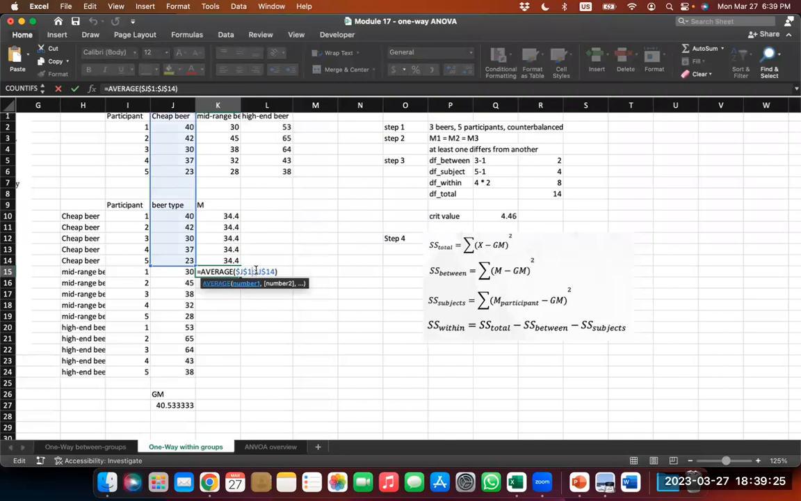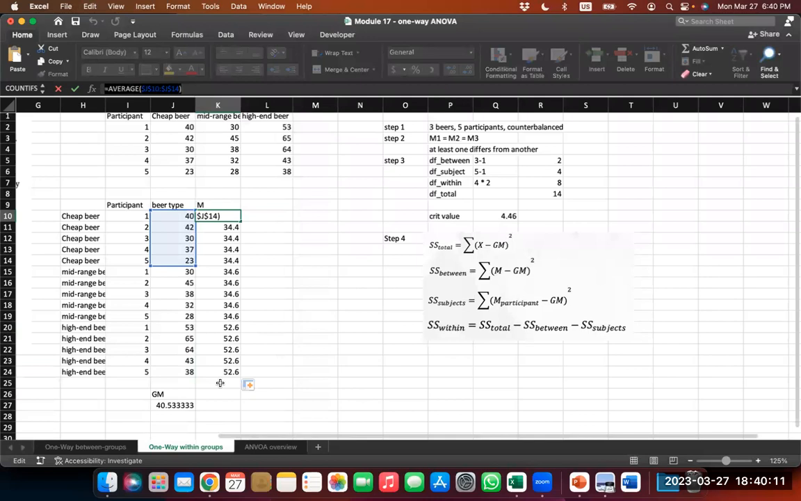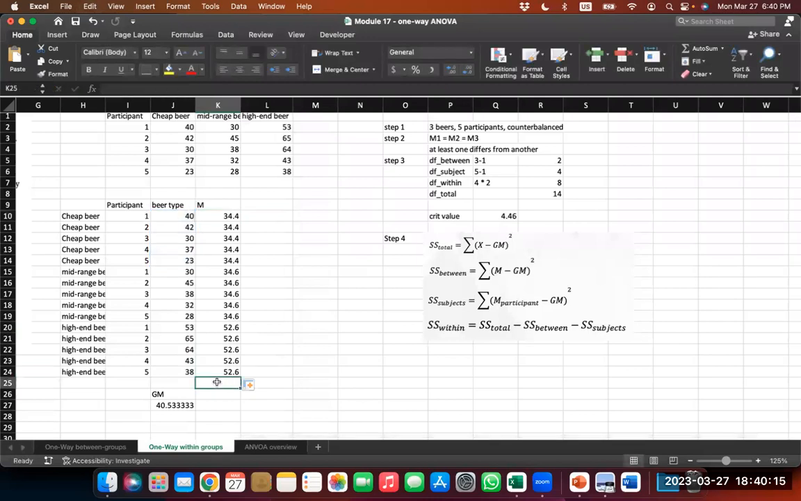So you have 15 to 14, 15 to 19. And then I need to do the same here with 20. So that's basically how you calculate the group means, right? The formula is quite simple. It's basically just the average and that locked in, and I'm putting it down here.